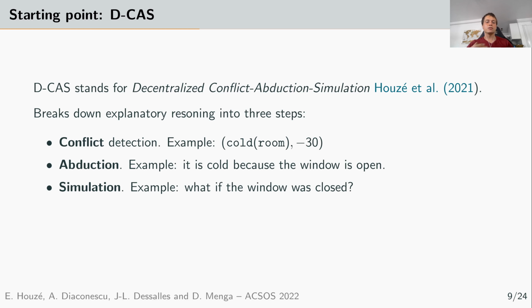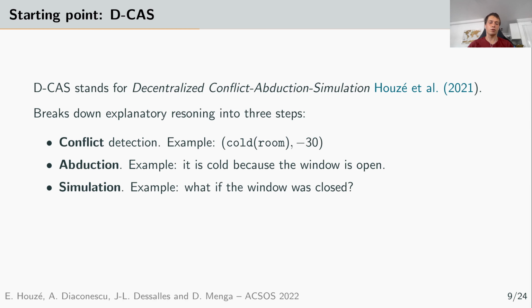Then I have the second step, that is abduction. Abduction is the inference from the observation to a possible cause. For instance, I observe that the room is cold, then I might infer that maybe the window is open, and because of this, the room is cold.